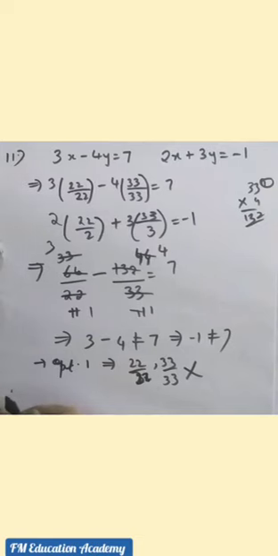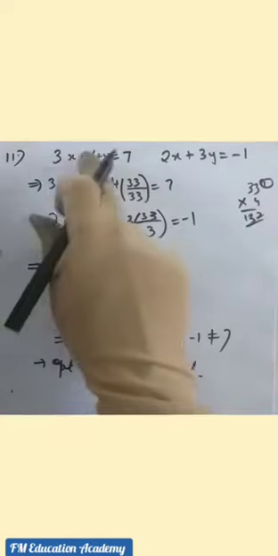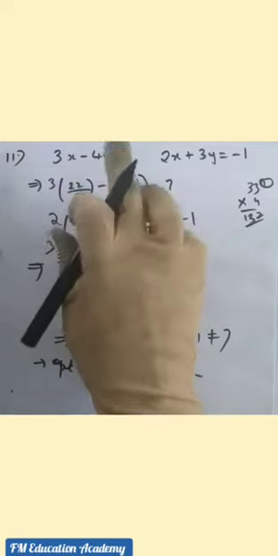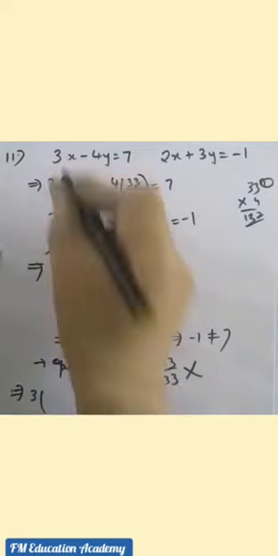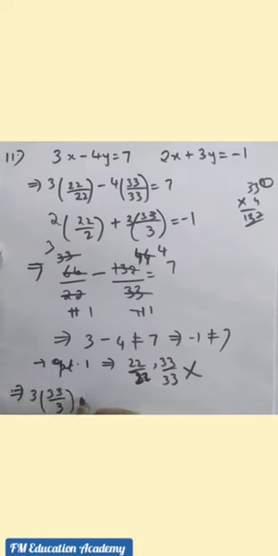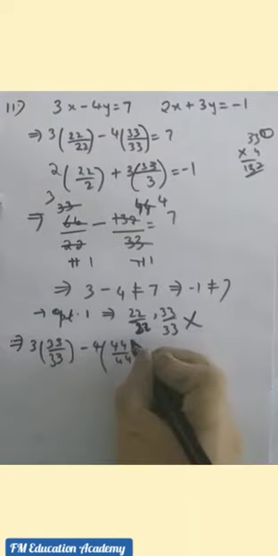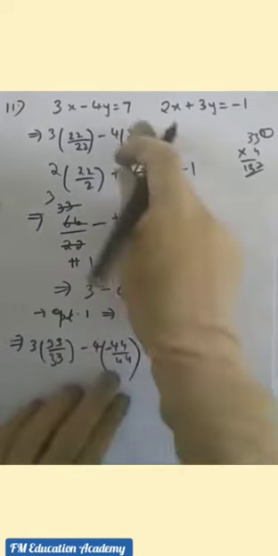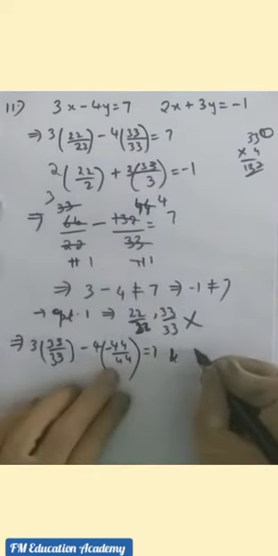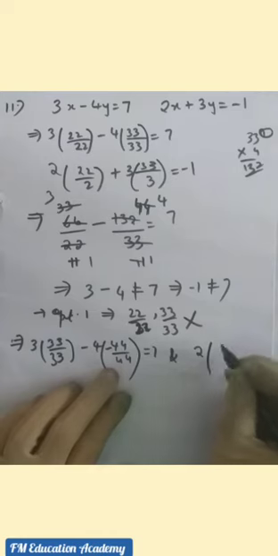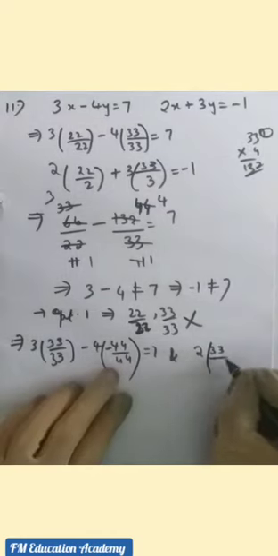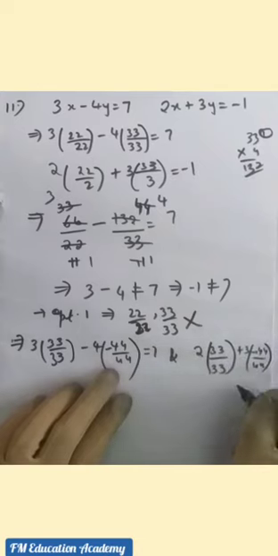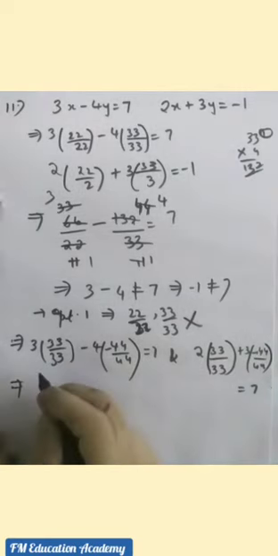Observe the option 2. Option 2 is x value is 33 by 33 and y value is minus 44 by 44. So again in both equations substitute those values 33 by 33 and minus 44 by 44. So 3 into what is x? 33 by 33 in the second option, minus 4 into what is y? Minus 44 by 44, is equals to 7, and we have 2 into what is x here? x is 33 by 33 plus 3 into minus 44 by 44 is equals to minus 1. Observe, both will get cancelled.